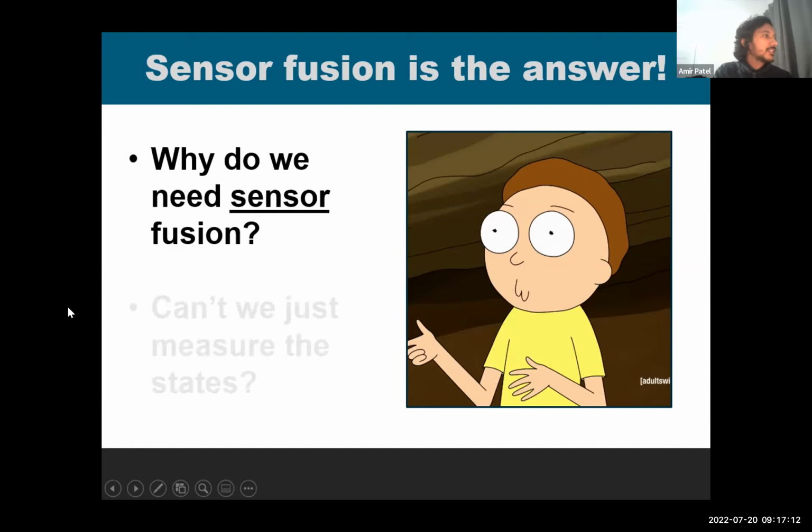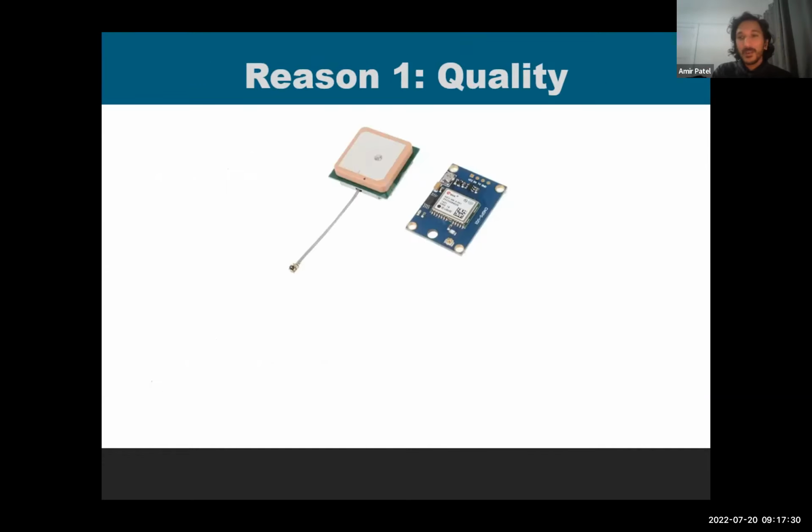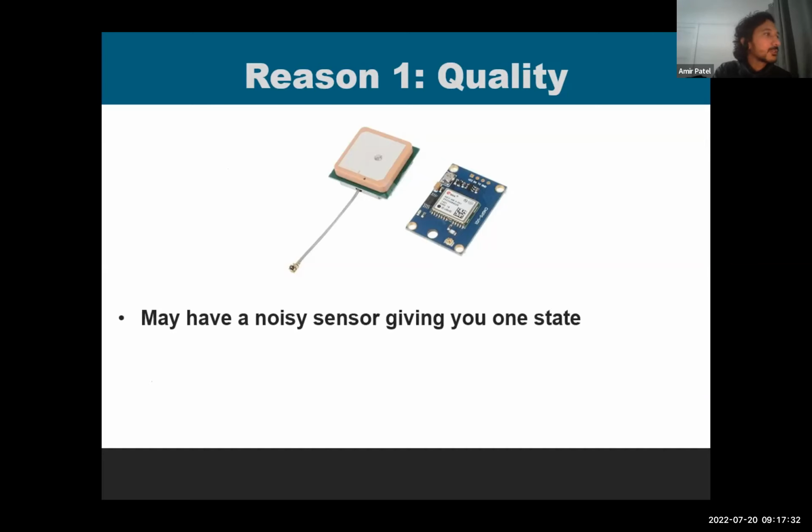So why do we need sensor fusion? Can't we just measure the 3D points? And of course, yes, if I could put my cheetah in a Vicon suit, or in a biomechanics lab running on a treadmill, that would be really easy, but we can't, right? So one of the reasons we want to do sensor fusion is because of quality.